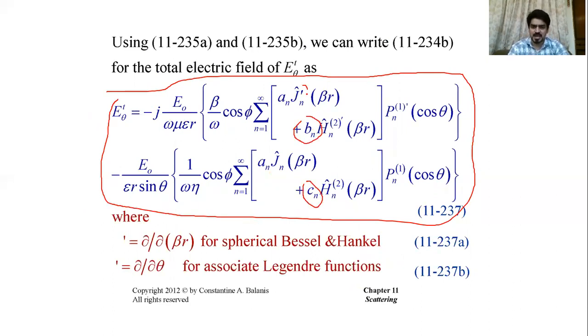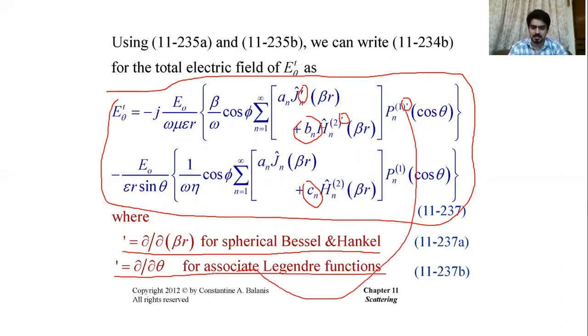Again, here this prime represents the differentiation with respect to the beta r argument for the spherical Bessel function and Hankel function, and that prime for the Hankel function, these are the same. And this prime for the associated Legendre function represents the differentiation with respect to theta. So this prime is nothing but with respect to theta, and these two are with respect to the beta r argument.